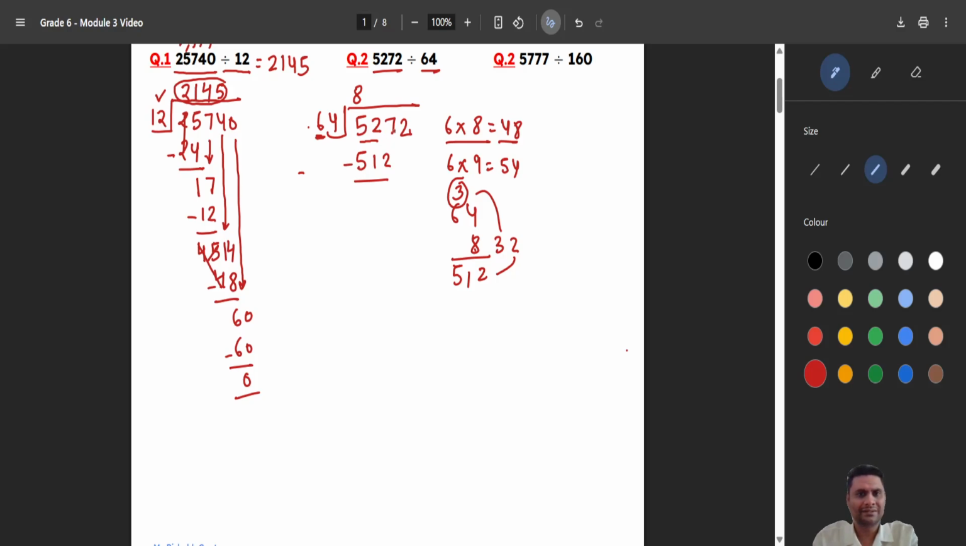Now do minus. 7 minus 2 is 5. 2 minus 1 will be 1. Then the next number will come. 5 minus 5, 0. Khalas. Next step, bring the next number down. It is 152 now. What will I do?